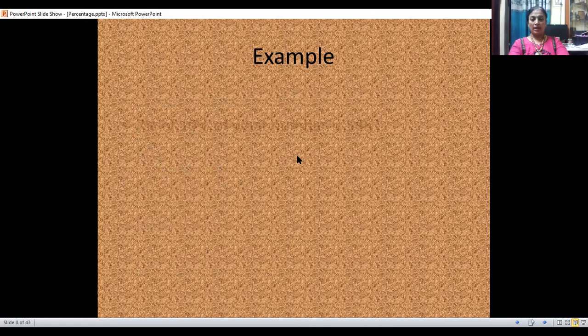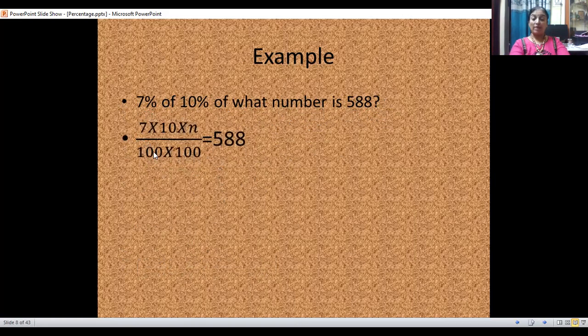Let us go for another example. 7% of 10% of what number is 588? So 7%, 7 upon 100 into 10%, 10 upon 100. Again, of means into. We don't know the number. Let us keep it as n is equal to 588. So 7 upon 100 into 10 upon 100 into n is equal to 588.